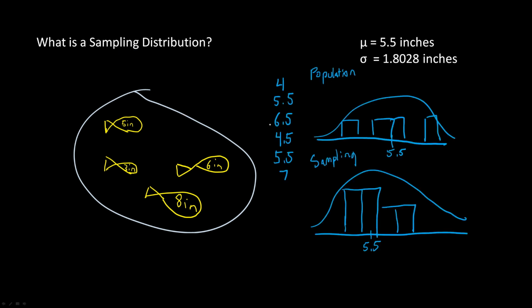Alright, so I finished finding all the values for the sampling distribution right here. As we can see, 5 inches, 3 inches, the average is 4, and so on. I completed every single combination, and these are the values that I got. So now let's go over some general rules of the sampling distribution.